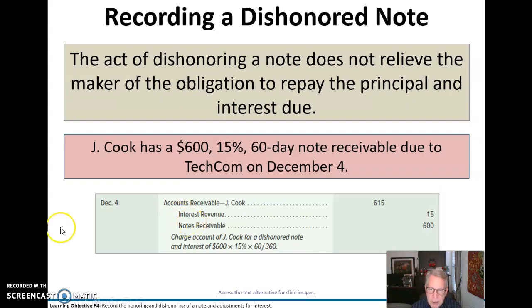But if Jay Cook does not pay us and dishonors the note, it doesn't relieve Jay Cook, the maker, of the obligation to repay the principal and interest. So we put it back up as an accounts receivable. We charge them the interest too, $615. We take the interest revenue that we've earned and the notes receivable we wash out. So now we've got this accounts receivable up for $615.